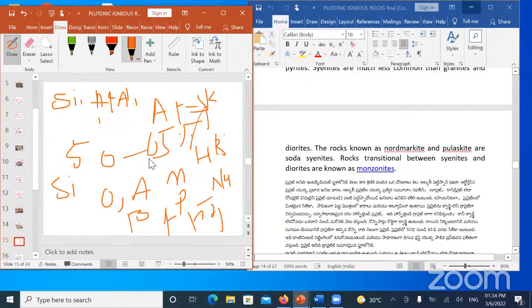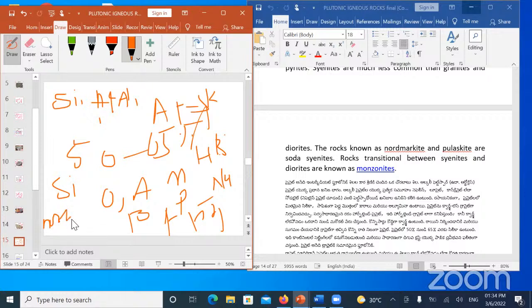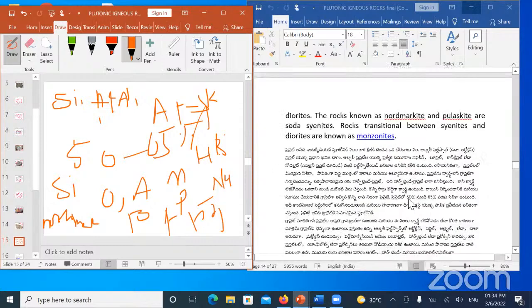So the rocks known as nordmarkite, right? Those are soda syenite, right? So this is the syenite.